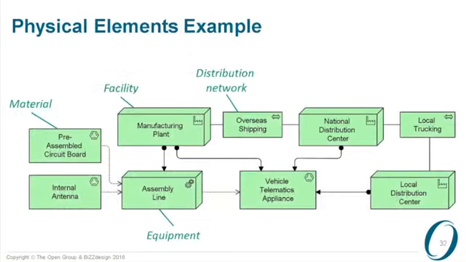So just to show you a small, very simple example of a manufacturing plant with an assembly line inside that assembles vehicle telematics appliances from two different kinds of material, pre-assembled circuit boards and internal antenna. Those are put together and then you create this appliance. These appliances then are distributed via a local and national distribution center and a distribution network. Well, overseas shipping is one and local trucking is the other.